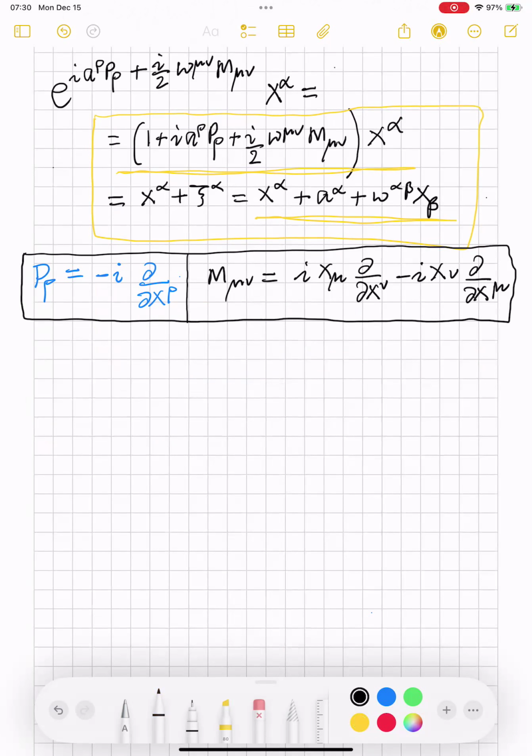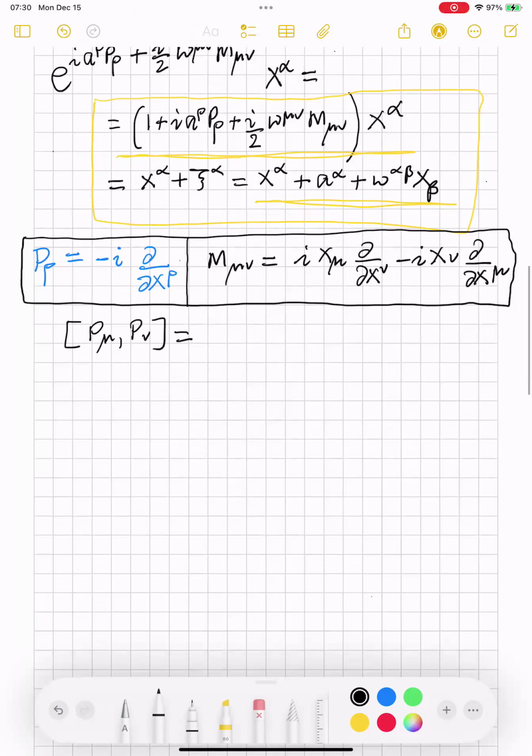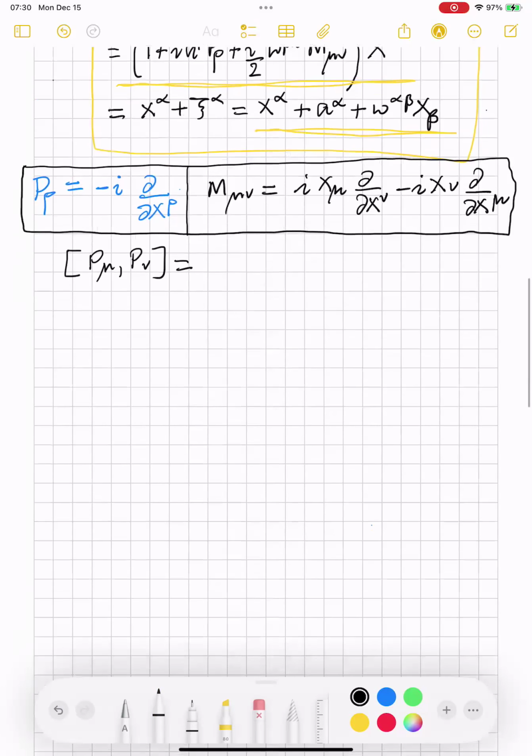What we now want to do is calculate the Lie algebra itself, and that means we want to calculate these commutators. So we could calculate a commutator between P mu and P nu and see what this is equal to. Another commutator that we could consider is the commutator between P mu and M, let's say, alpha beta. And then finally, we could look at the commutator between M mu nu and M alpha beta.